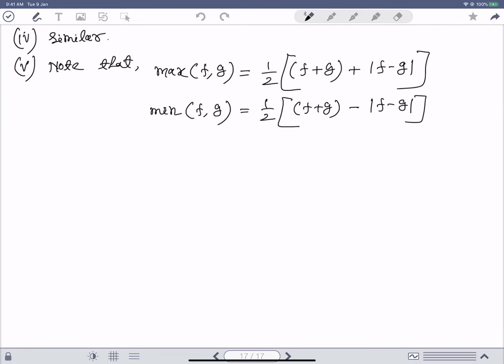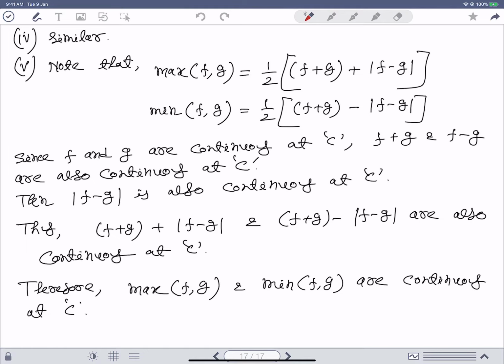Why? Since f and g both are continuous at c, therefore f plus g is also continuous at c and f minus g is also continuous at c. Now since f minus g is continuous at c, therefore mod of f minus g is also continuous at c. Therefore their summation and their difference are also continuous at x equal to c. So we are done. Here is the complete proof as well.